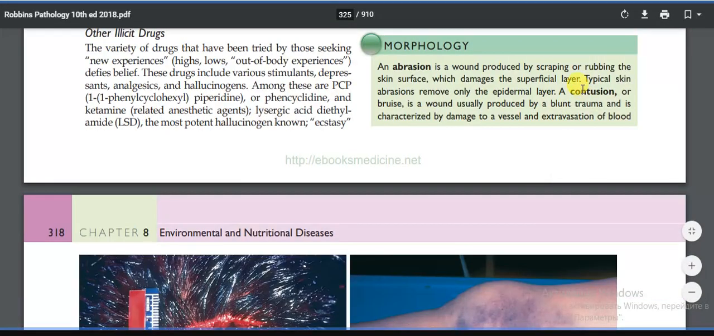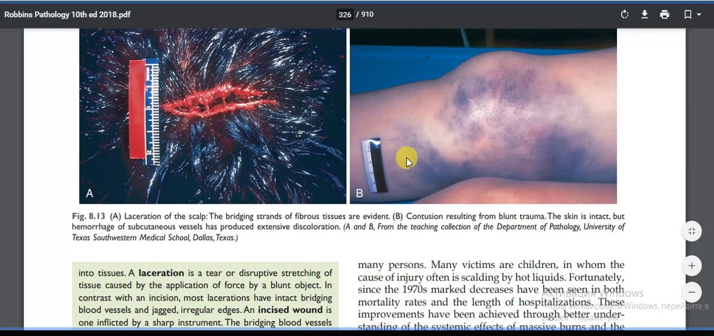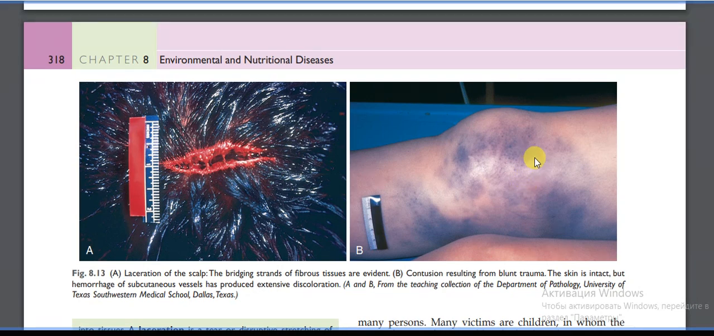Okay, then contusion. A contusion or bruise is a wound usually produced by blunt trauma and is characterized by damage to vessels and extravasation of blood into tissues. Here we have a few examples. This is a typical bruise due to trauma. Small capillaries, veins, arteries, venules and arterioles are damaged, and then blood penetrates into the tissue, and then erythrocytes undergo the process of degradation, which is reflected in bruises. That's what you already know about it, but we have to discuss it.